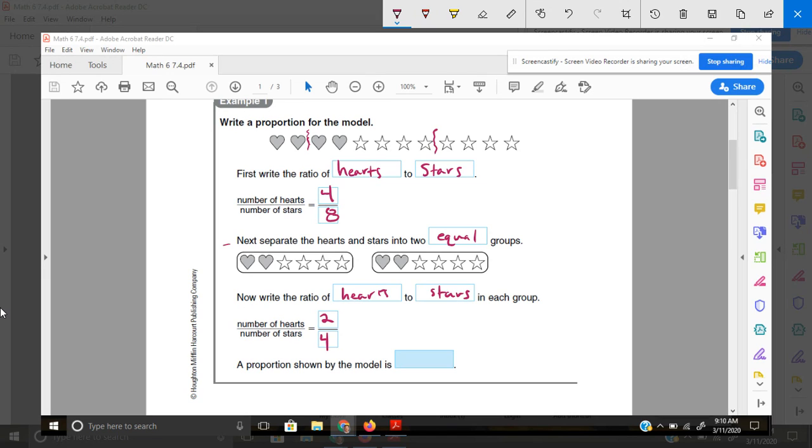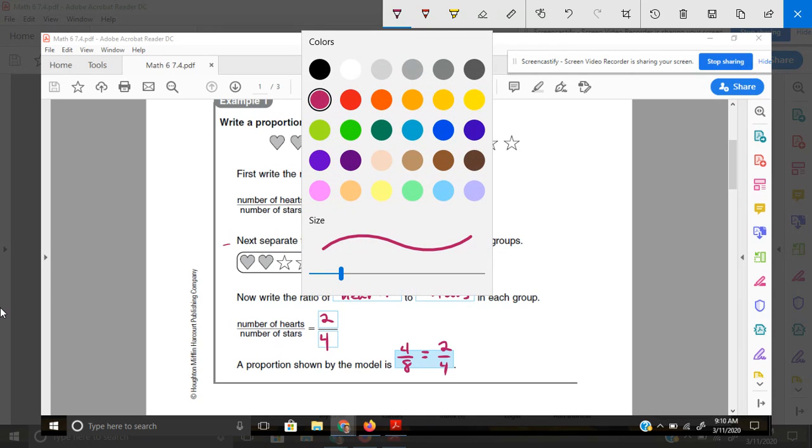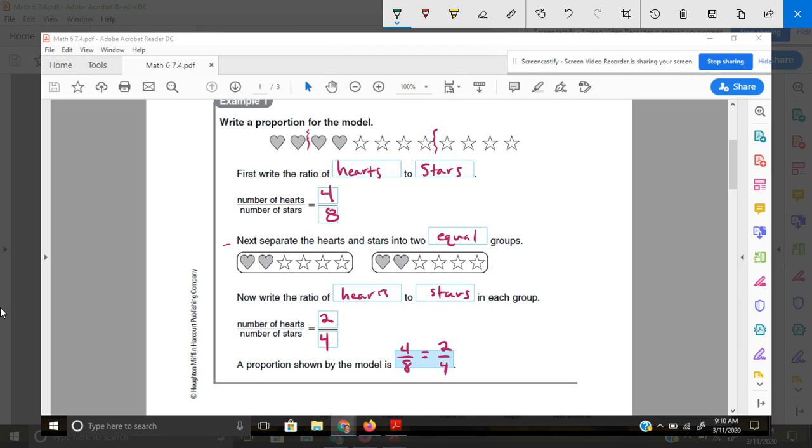A proportion shown by the model is, well, the first I had 4 to 8, and I can show that that's equal to 2 to 4. Some of you might be looking at this and saying, well, yeah, 4 is half of 8 and 2 is half of 4. So if you were to divide these, you would get a half or 0.5, or they simplify to the same thing. And that's one way of thinking about this.